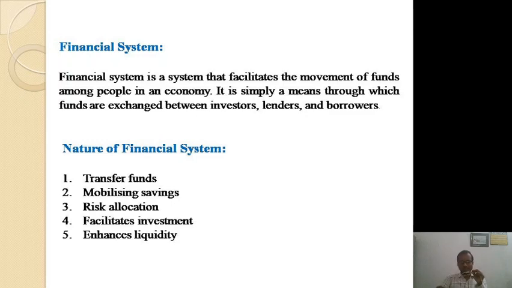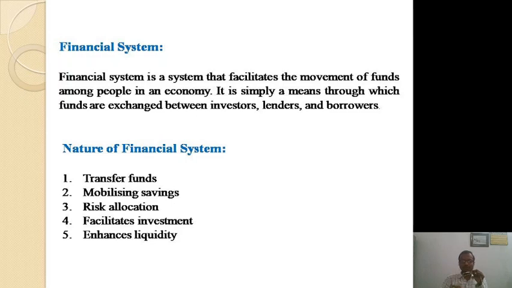Whenever we speak about a financial system, what is its nature? The nature of the financial system can be explained in these five important elements. The first one is that it facilitates transfer of funds between various people, from investors to lenders or savers to investors. This can be done through the financial system through its various components. The transfer of funds takes place through financial institutions and financial markets using various instruments. That is the first important nature.